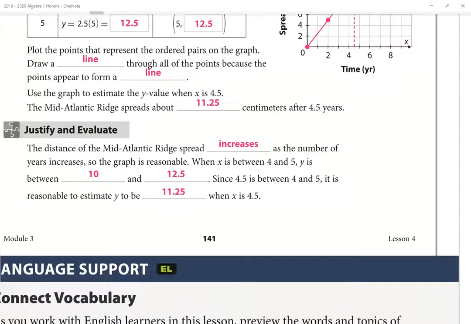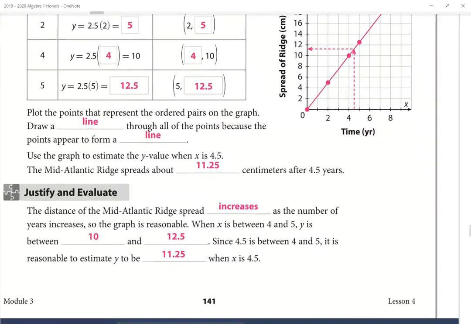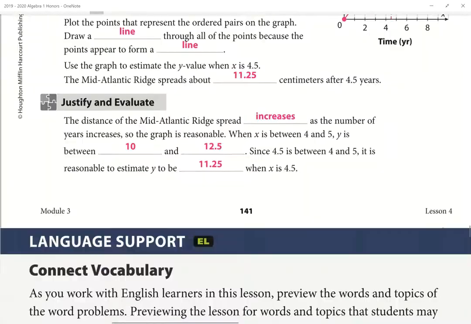So the distance the Mid-Atlantic Ridge spread increases as the number of years increases. So the graph is reasonable. We can see it going up. When x is between 4 and 5, y is between 10 and 12.5, right? When we graphed 4, we knew it was at 10. When we graphed 5, we knew it was at 12.5. So when I graph 4.5, which is right in between those, then I'm expecting my answer to be right in between 10 and 12.5. So our guess of about 11 makes sense because 11 is between 10 and 12.5.